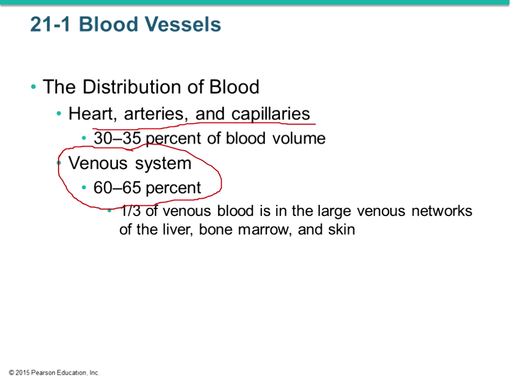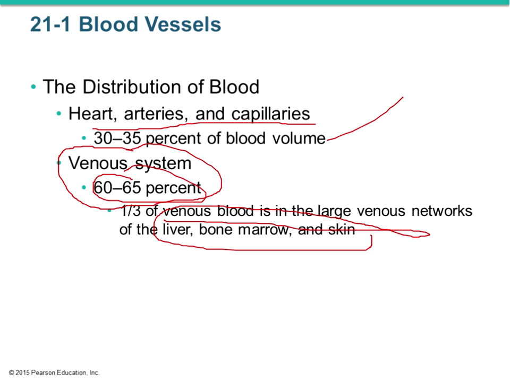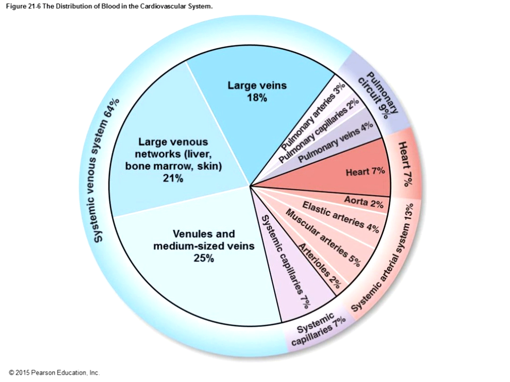So the heart, arteries, and capillaries contain about a third of the blood volume, whereas the venous system holds 60 to 65%. And of that 60 to 65%, a third is found in the liver and bone marrow. Remember, we said the liver is a highly vascularized organ. We talked a little bit about that last semester. Bone marrow, skin, other locations where you see a lot of blood flow.